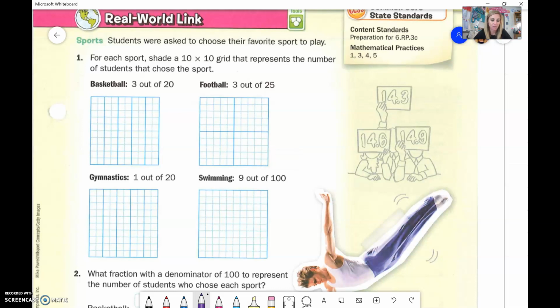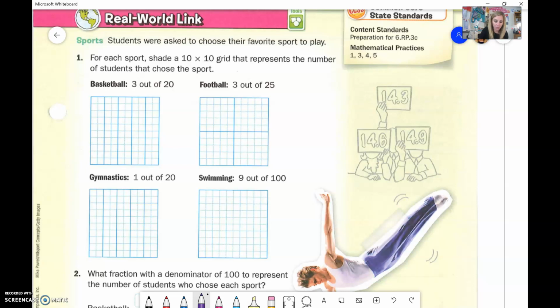Take a look at this first part. It says, students were asked to choose their favorite sport to play. For each sport, shade a 10 by 10 grid that represents the number of students that chose that sport. A 10 by 10 grid, 10 wide and 10 lengthwise, gives you 100, so 10 times 10 is 100. So this first one, 3 out of 20 chose basketball.